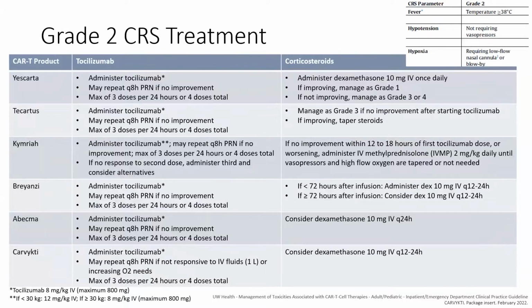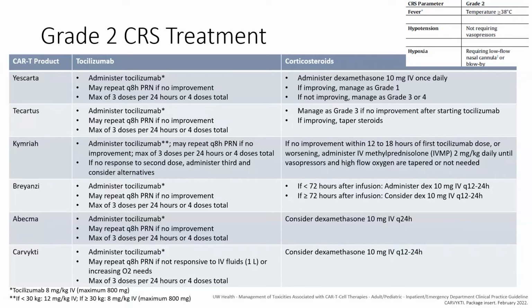So for grade 2 CRS, the patient is febrile and has hypotension not requiring pressors, and/or has hypoxia requiring less than 6 liters of oxygen. In grade 2 CRS, tocilizumab is recommended for all products. In grade 2, you can also repeat tocilizumab every 8 hours for up to 4 doses total if needed.